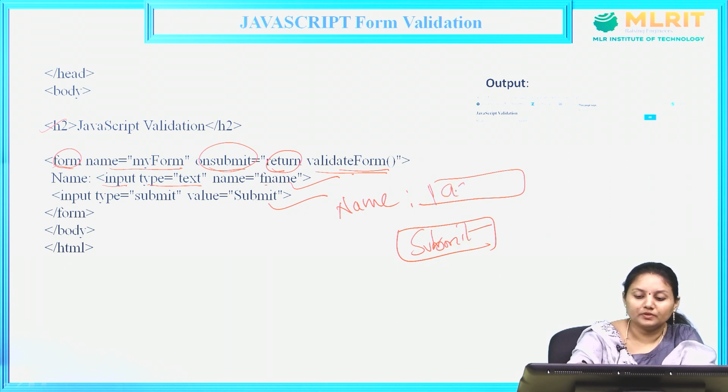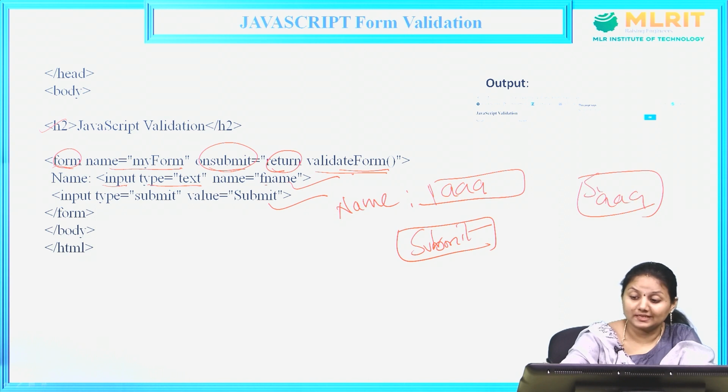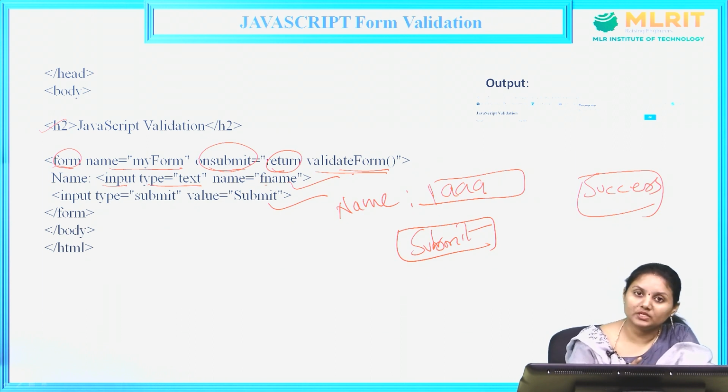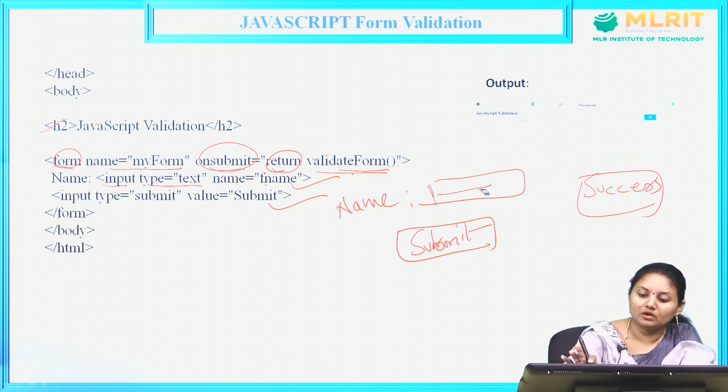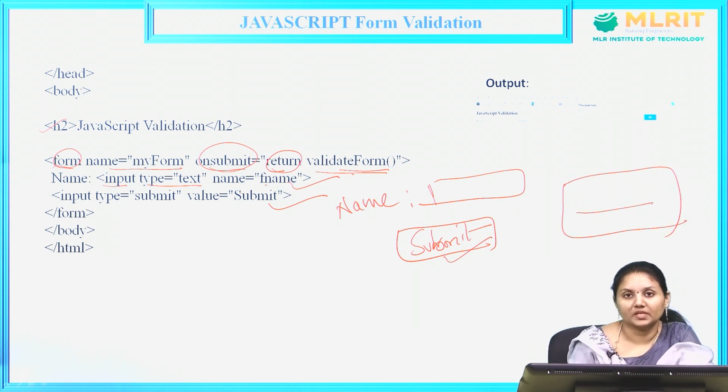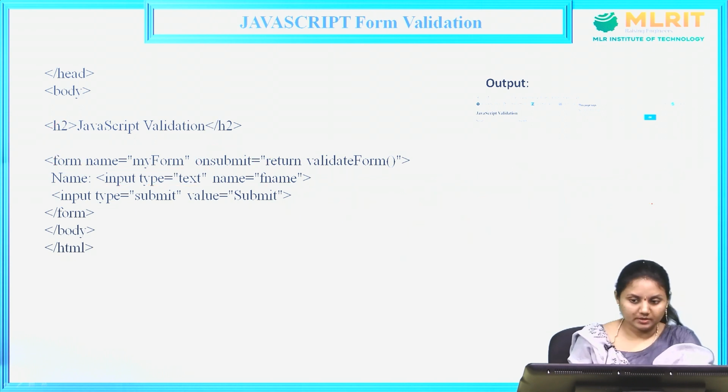Suppose you are writing AAA. What is the output? It will be success. We have given an alert box when the input is given. When the input is empty and you click on this submit button, then you will get "name should be filled out". There is an alert box. Let me show you this.